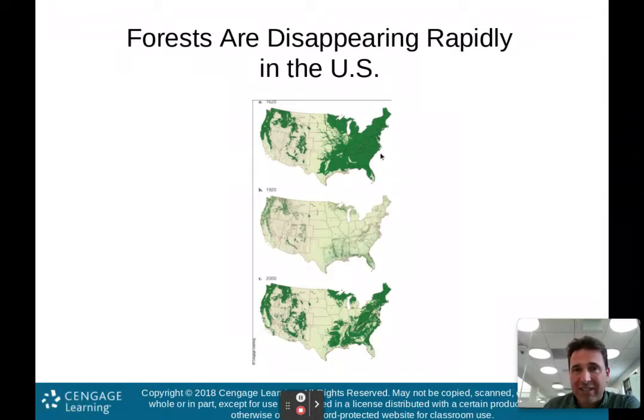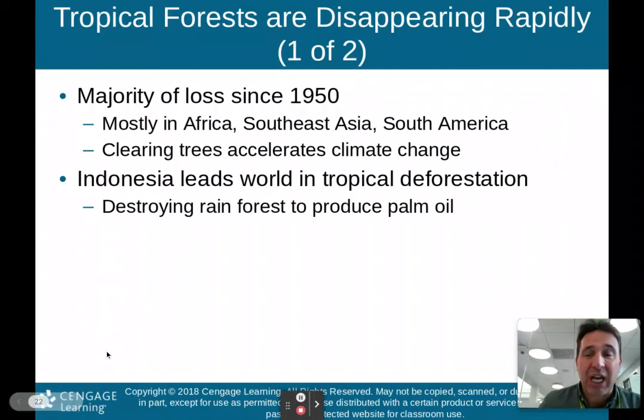Most of the eastern U.S., east of the Mississippi, was just covered in forest, right? Look at 1920, most of them are gone. Now 2000, many of them are coming back through secondary succession. So again, a little bit of good news here, but obviously still much more work to be done. In addition, tropical forests are disappearing rather rapidly as well.